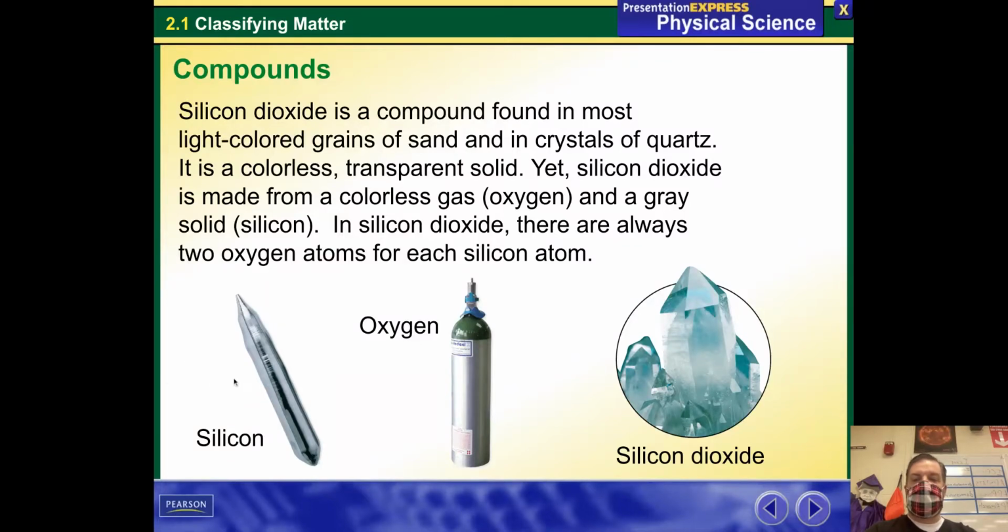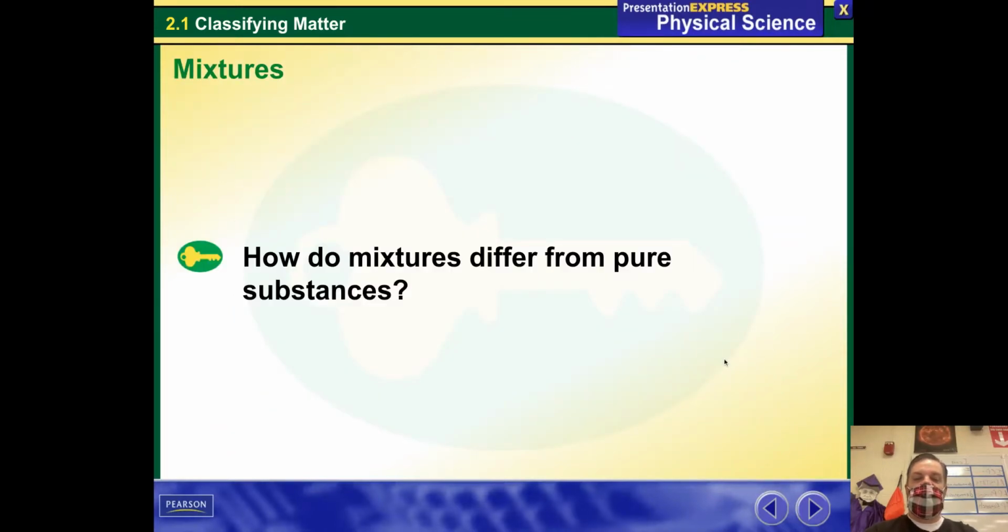So they're saying, hey, this is what silicon looks like. This is what oxygen looks like in a tank, right? Because it's a gas. You can't just put a picture of oxygen, so they put a tank. That's funny. But when you combine them in this fixed proportion, it looks like this. Okay? So how do mixtures differ from pure substances?